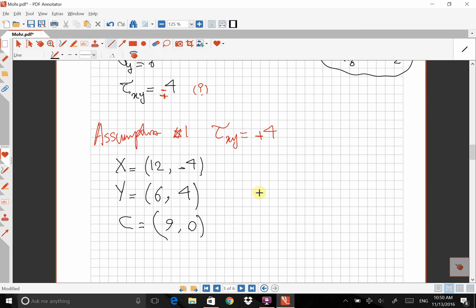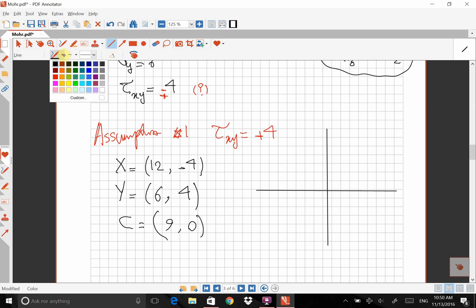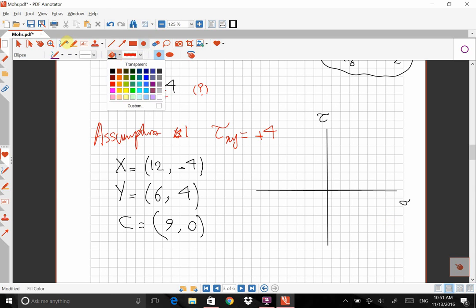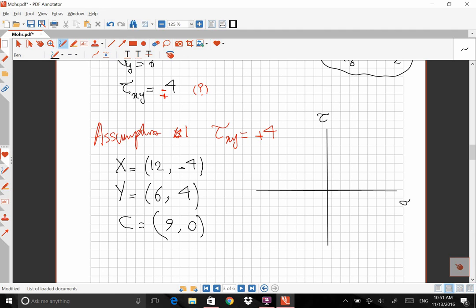Then I can come to my graph, and that's the coordinate for my Mohr circle. So this is shear, and that is normal. Okay, so 12 minus 4, for example, let me first draw this circle. Maybe not, let me go step by step. Okay, so 12 plus 4. Let me delete this one because I don't need that many positive things.